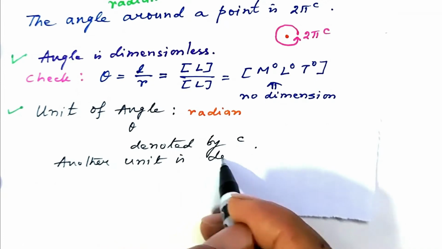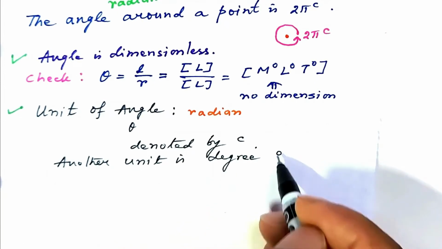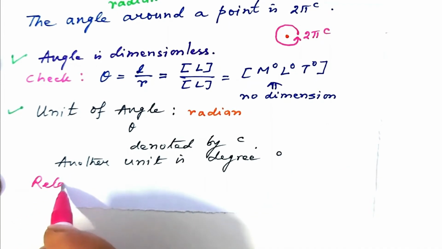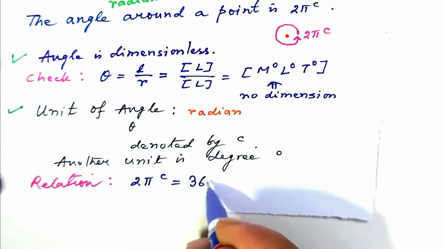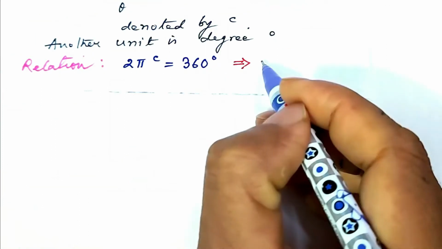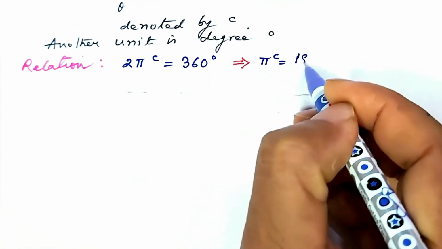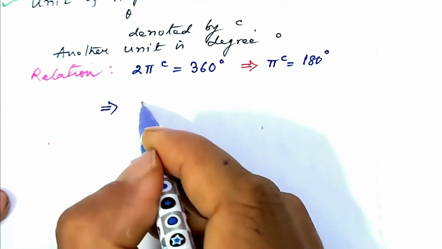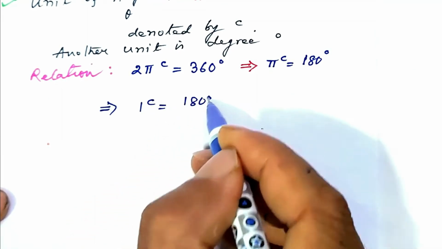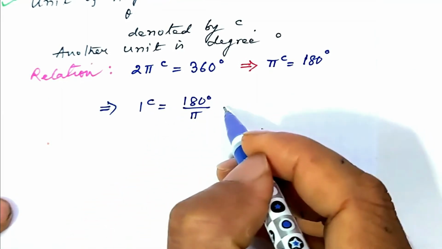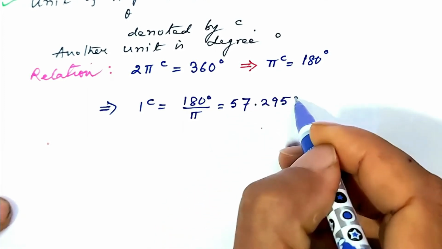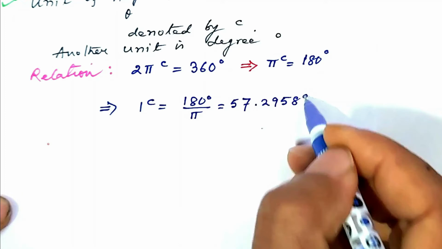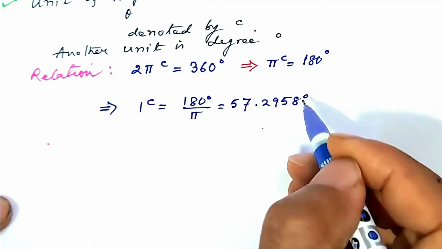The unit of angle theta is radian, denoted by the symbol c. Another unit is degree, denoted by the symbol of a small circle. The relation between them is 2 pi radian equal to 360 degrees. This implies pi radian equal to 180 degrees. This means 1 radian equal to 180 degrees divided by pi, which on evaluation gives 57.2958 degrees.